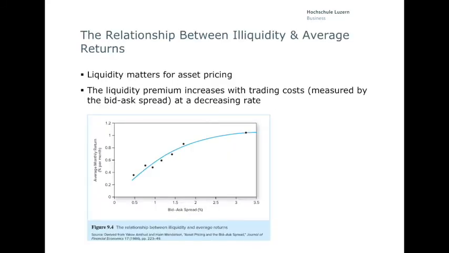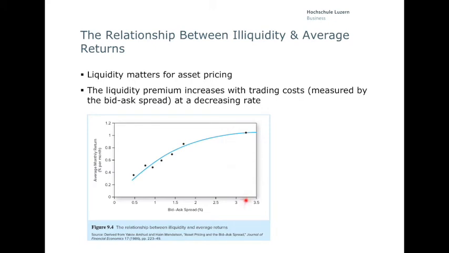The relationship between illiquidity and average returns. When trading costs are higher, the illiquidity discount will be greater. Of course, if someone can buy a share at a lower price, the expected rate of return will be higher. Therefore, we should expect to see less liquid securities offer higher average rates of return.